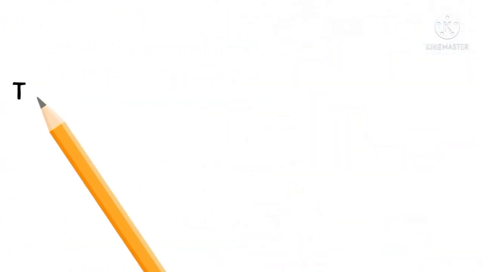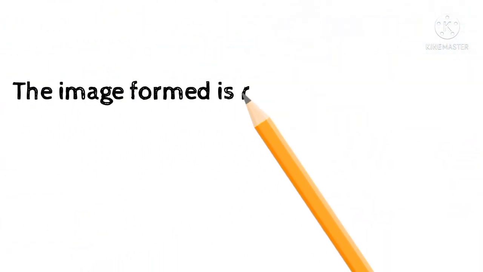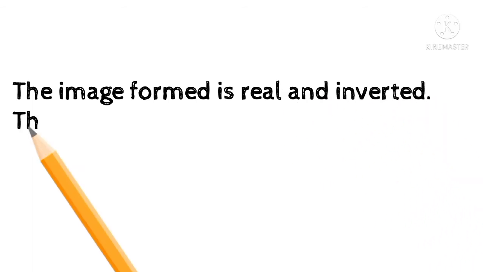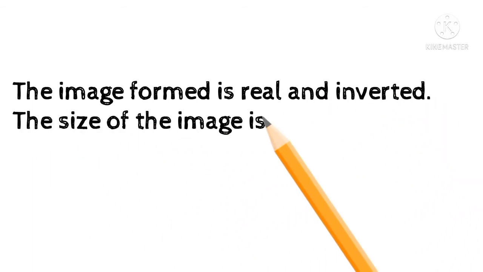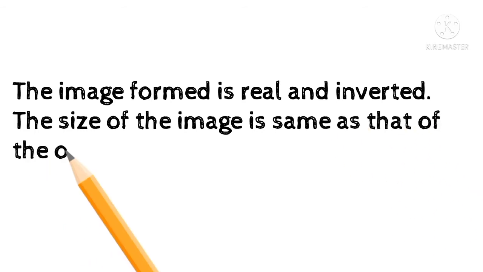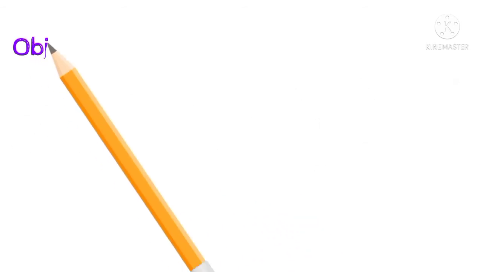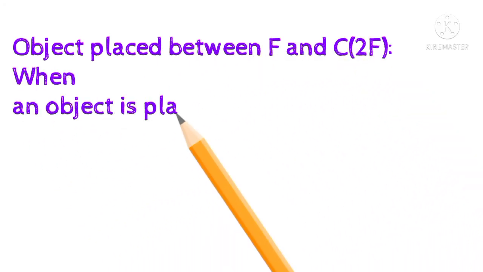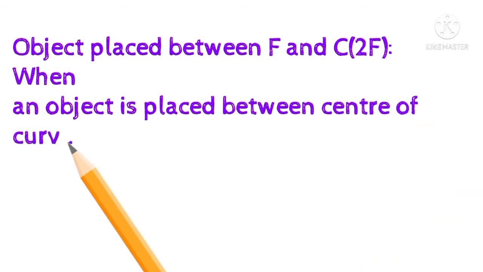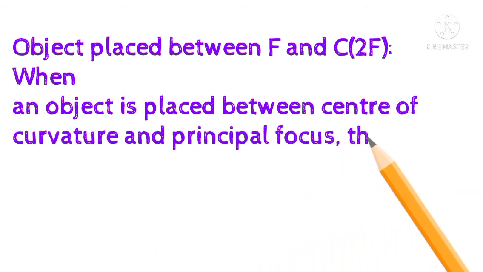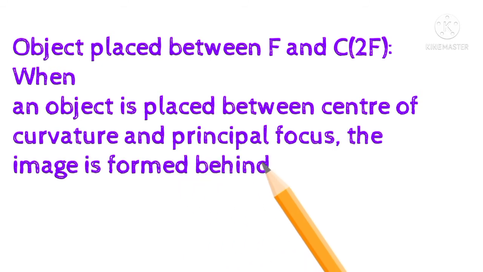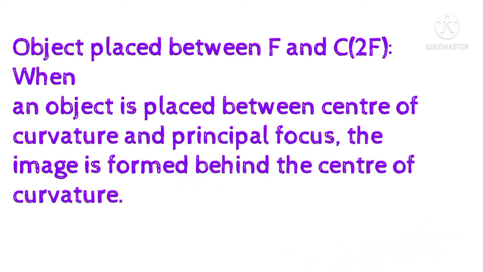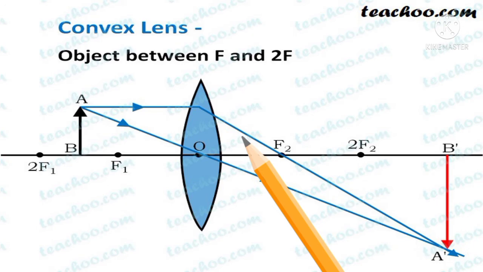Okay, did you understand students? The image formed at the center of curvature 2F2 is real and inverted. The size of the image is the same as that of the object. Next condition is object placed between center of curvature C and principal focus. The image is formed behind the center of curvature 2F2.